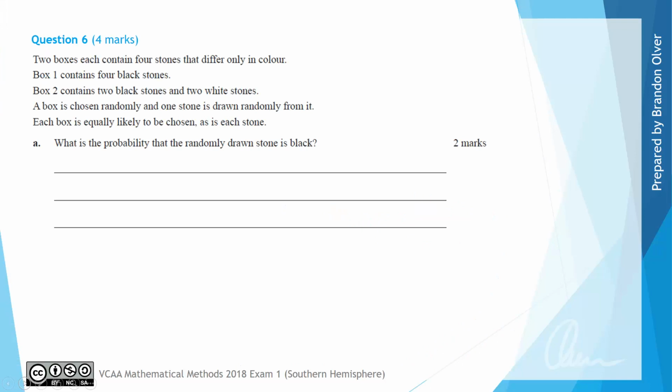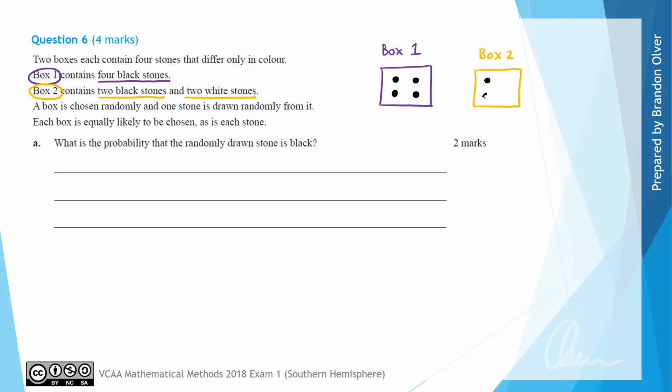So for question 6, we have two boxes, each containing 4 stones that differ only in colour. For box 1, we know that there are 4 black stones, and for box 2, we know that there are 2 black stones and 2 white stones. So if this is box 1, we have inside it 4 black stones. And for box 2, we have 2 black stones and 2 white stones, which I'm just going to put in a red outline. Reading on from the question, a box is chosen randomly and 1 stone is drawn randomly from it. Each box is equally likely to be chosen, as is each stone.